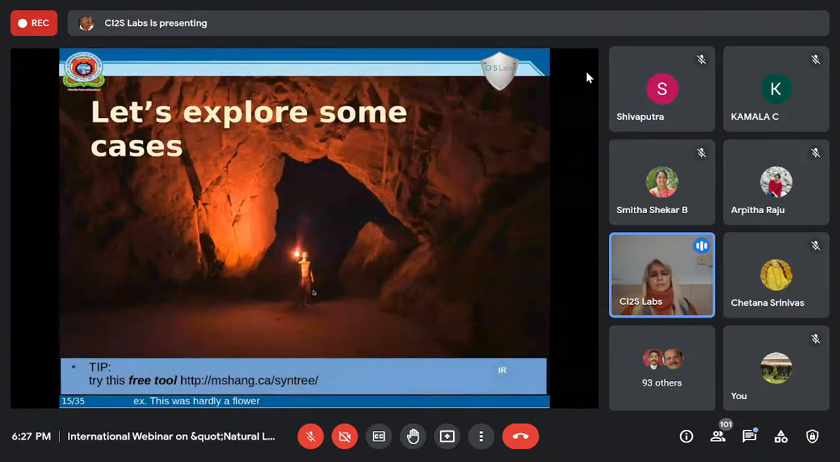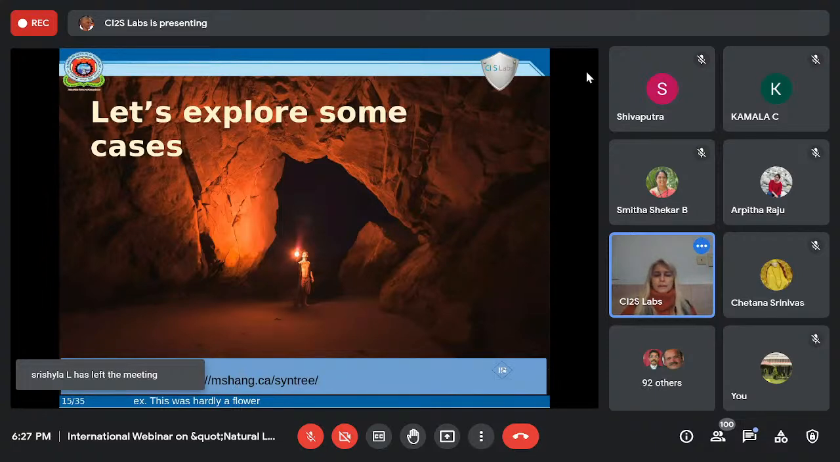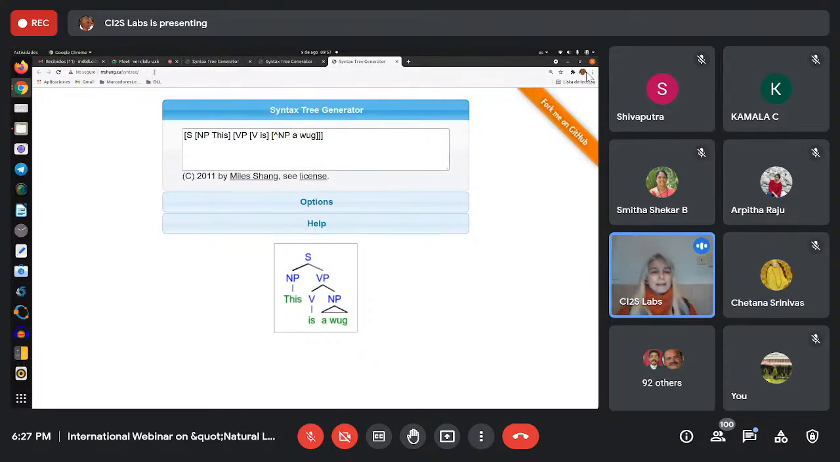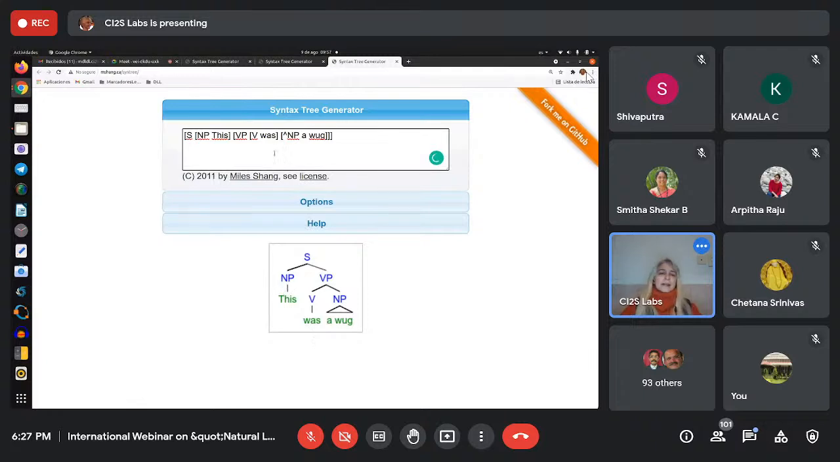So let's explore some cases. Here you can use this free tool on the web. I will start it. This is a syntax tree generator. It's free. You don't have to pay anything. It's very easy to use. For instance, you can change it on the fly. For instance, I changed some end token and symbol. I can add more branches here.